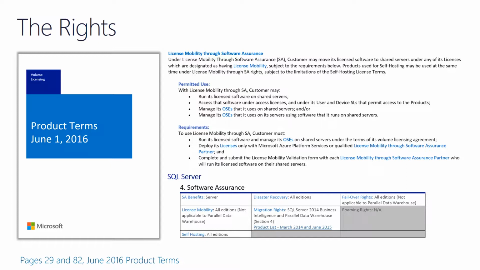You can see here that I've used the June 2016 product terms document, and this document is updated monthly, so the page references and the exact text that you see here may change. My recommendation to you would always be to use the latest version of the document and to check the terms within that version to make sure that you're completely up to date on the language.